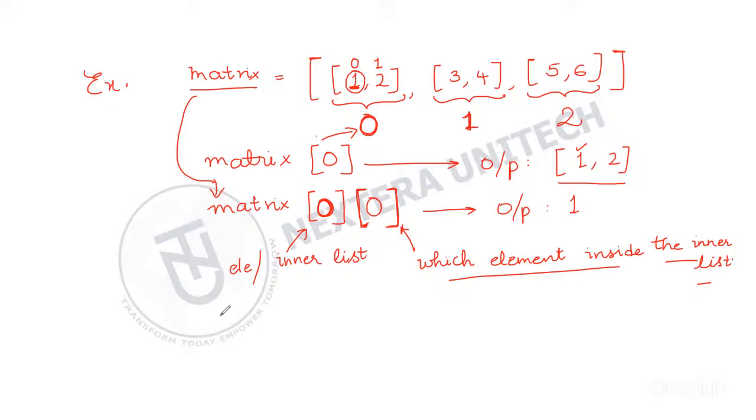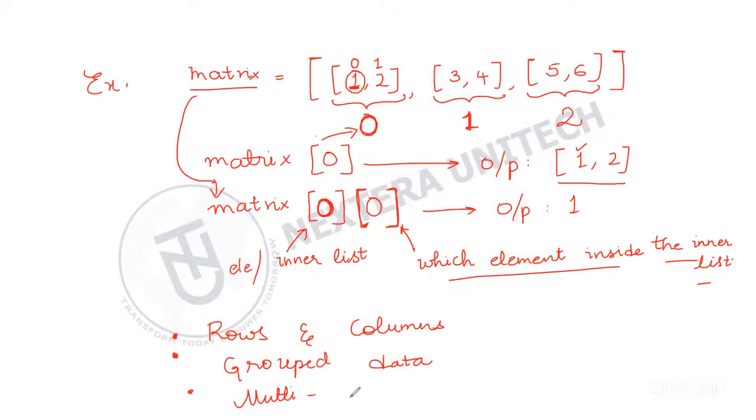So whenever your problem involves rows and columns, that is when you can use inner lists, or when your problem involves grouped data, or else multi-dimensional structures like multi-dimensional data, more than 1 to 2 dimensions. In these cases, we can use inner or nested lists.